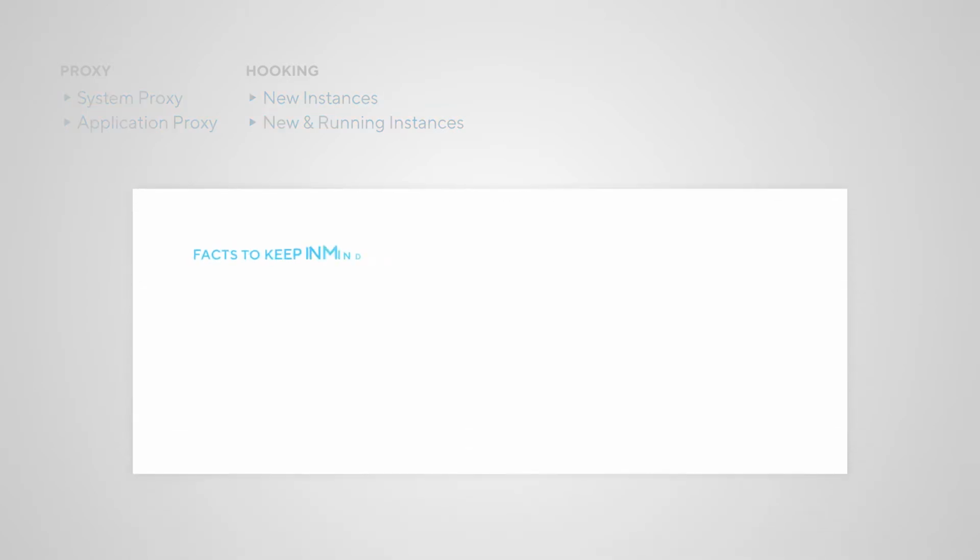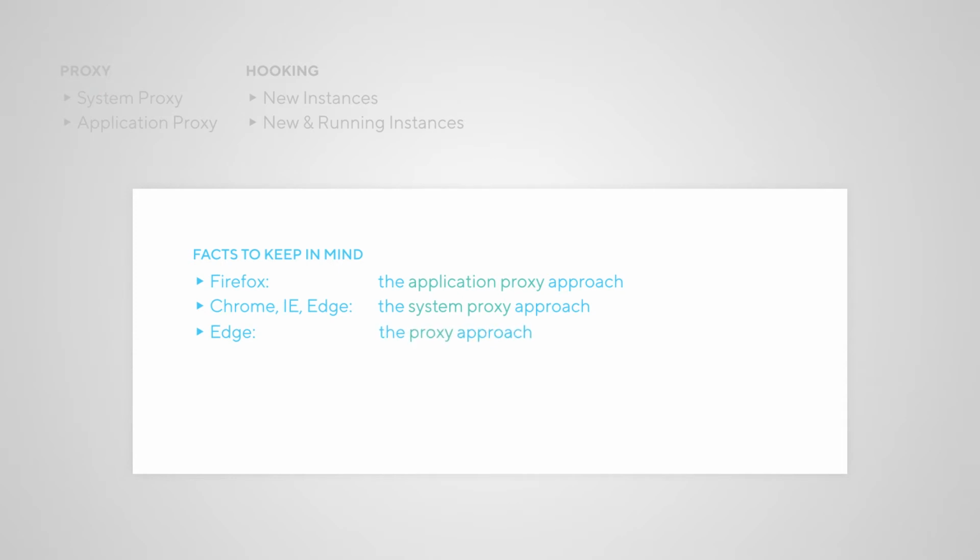Here are some facts to keep in mind when it comes to recording with Silk Performer. If you go for the proxy option, Firefox will be using the application proxy approach, because Firefox provides its own proxy settings. If you go for the proxy option, Chrome, IE and Edge will be using the system proxy approach. For technical reasons, Edge cannot be hooked at all, so Edge can only be recorded with the proxy approach.